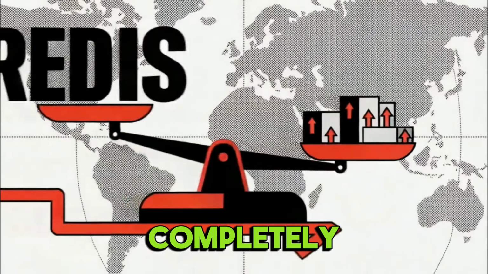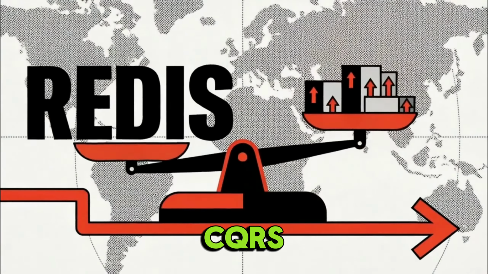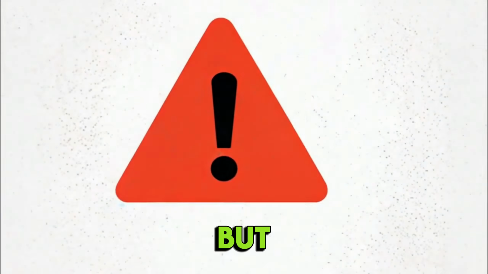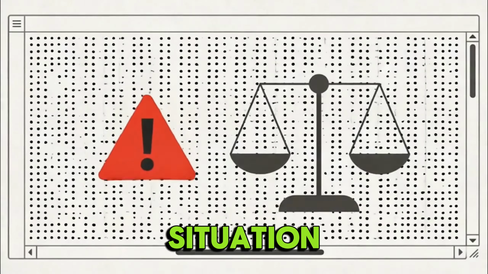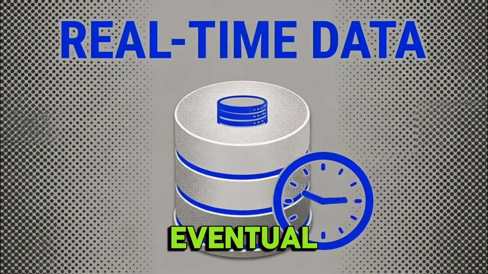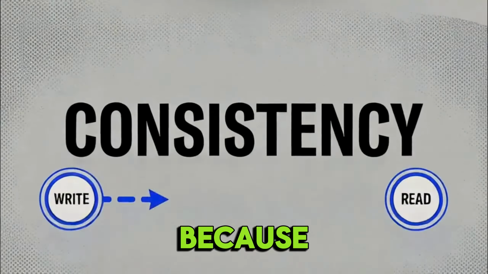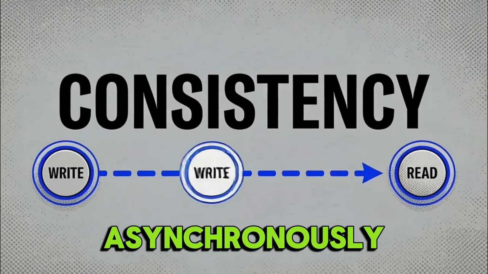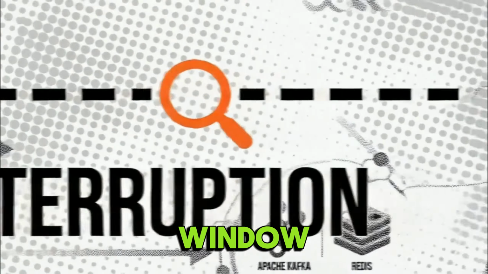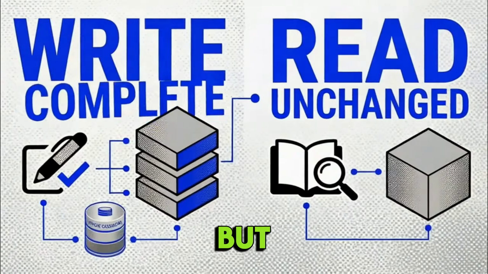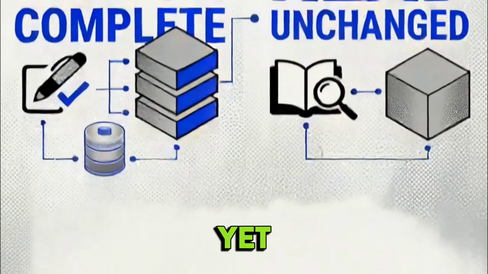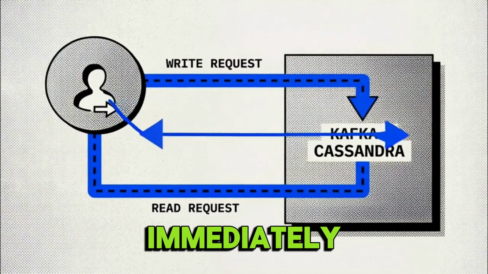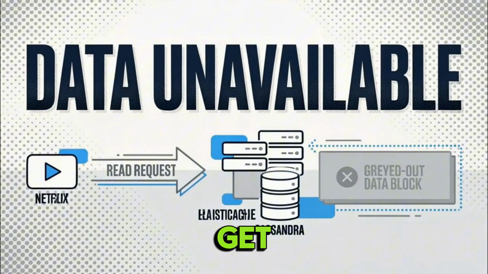Now, I want to be completely transparent about the trade-offs. CQRS is a powerful pattern, but it is not the right choice for every situation. The biggest cost is eventual consistency. Because the read database is updated asynchronously, there is always a small window of time where a write has completed, but the read projection has not yet caught up.